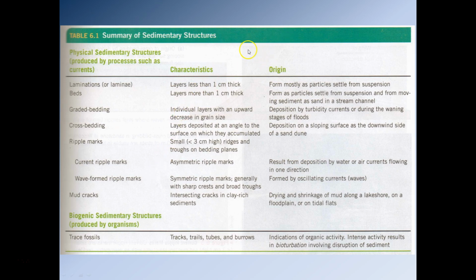So here's a summary of sedimentary structures. First of all, we have the physical ones, so laminations, beds, graded bedding, cross-bedding, ripple marks. Ripple marks are split into current ripples and waveform ripples, and then we have mud cracks. And then we have biogenic structures, things like trace fossils. So these are all the types of sedimentary structures that geologists will use to try and get some idea as to which environment a sediment was deposited in.